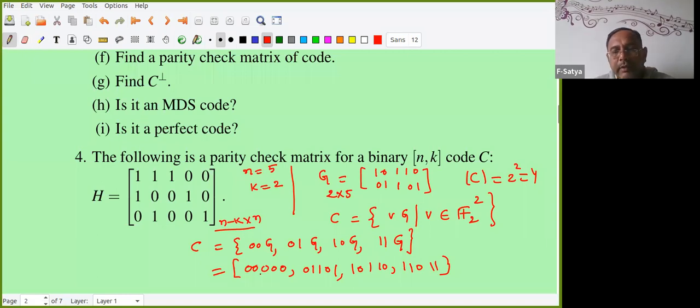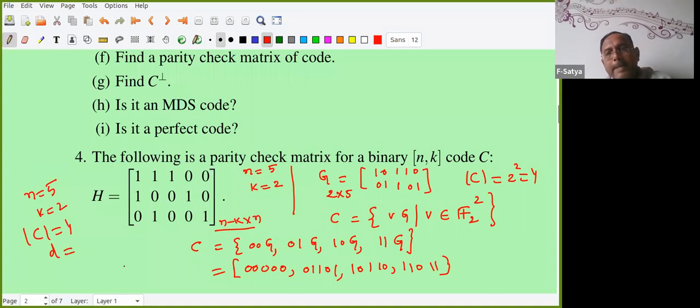Now you figure out what are the values you have. N equal to 5, k is equal to 2, and the C value you know, cardinality of C equal to 4, and you know complete C. Now can you figure out what is D value? So how do you find the distance of the code? One is that finding the distances and we find the minimum. But instead, since it is a linear code, I'll find the weights of the non-zero code words, right? These are 4 code words, but only 3 are non-zero.